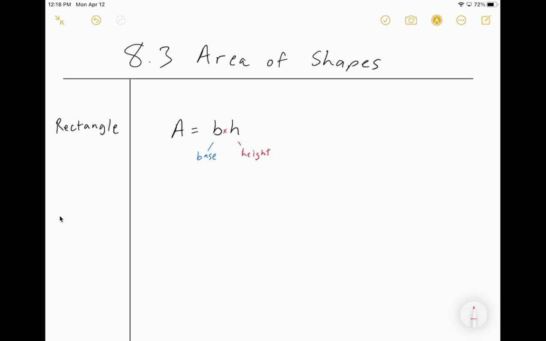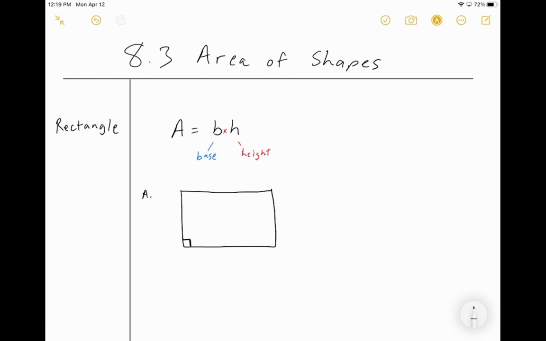So let's go ahead and do some examples here. Let's do one right here. We'll call this letter A. Here is a rectangle. And remember, this box that I'm putting here in the bottom left corner means 90 degrees. And that's probably the most important concept to making sure you don't make mistakes on these types of problems: understanding 90 degrees. A base and a height are always 90 degrees to each other. They're always perpendicular, which means they meet at a 90-degree angle.